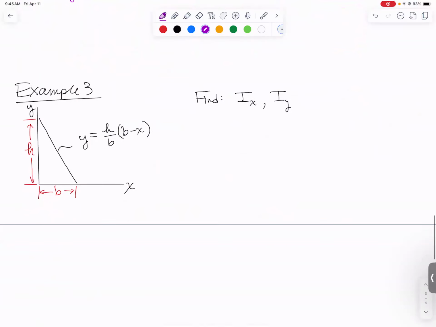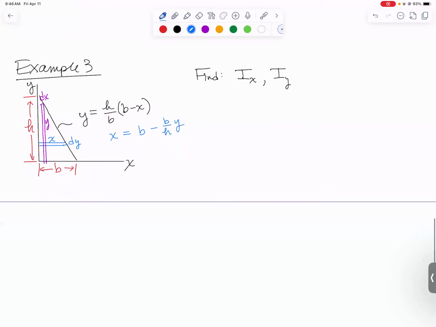I want to do one more example. This one is a little bit harder because it doesn't have numbers. Again, I'm going to use 2 different strips, a horizontal strip with a dy, and the width will be x. And then I'm also going to use a vertical strip with a dx there, and the height in this case will just be y. And for this one, I need to do just a little bit of math. I've got y as a function of x. I'd like to also get x as a function of y. And in doing that, you rearrange this and you get x is equal to b minus b over h times y.